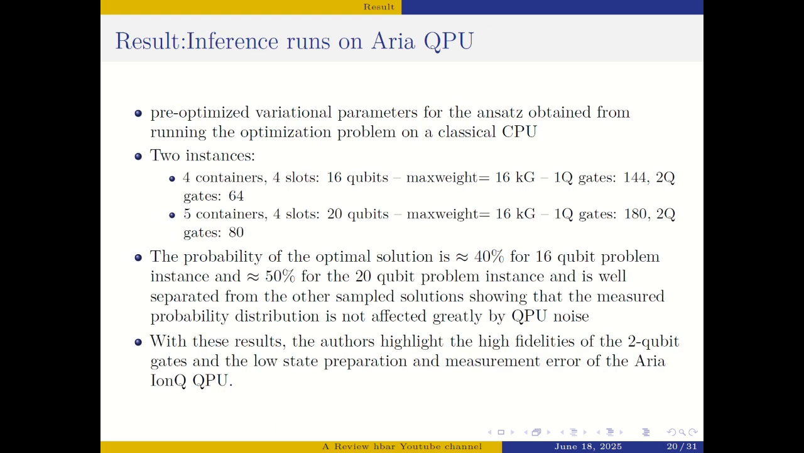We're still working with the ARIA QPU, but this time the search for the optimal parameters is performed on a classical CPU. The author tests two problem instances. For one, they research the optimal solution with this result. The author aims to highlight the high fidelity of the 2-qubit gate on the ARIA quantum processor unit.